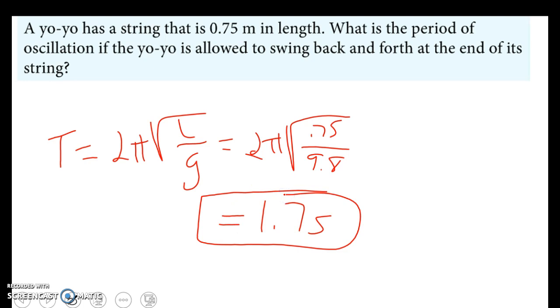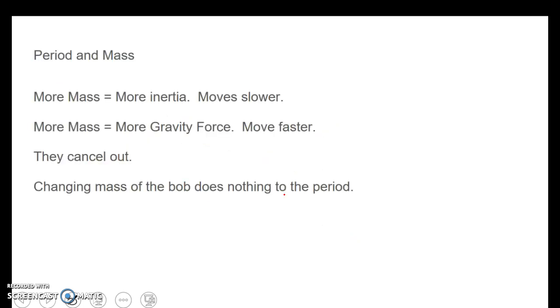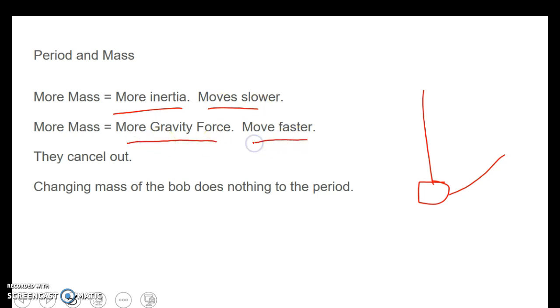Very similar to the spring equation. So period and mass. If we change the mass on the pendulum, as it goes up, since it has more mass, it has more inertia. If it has more inertia, it should move slower. But counteracting that's the fact that it has more gravity force, which means it should move faster. Therefore, they cancel out. Gravity and inertia cancel each other out. So changing mass of the bob, which is what that's called, does nothing to the period.